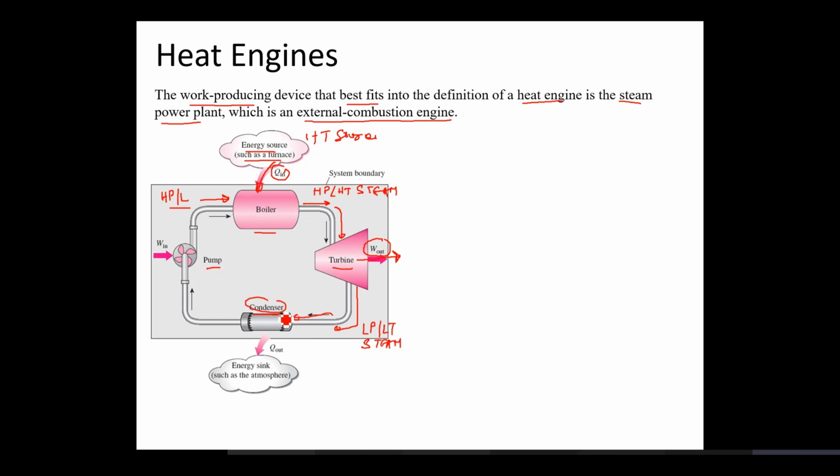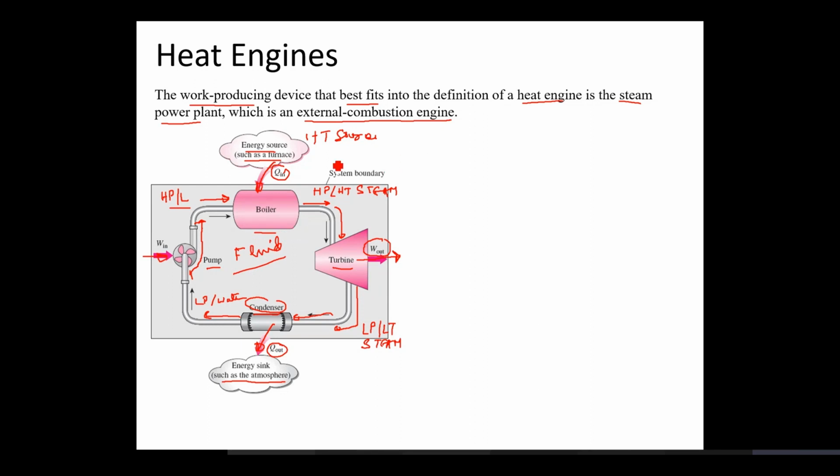Apply this low pressure steam, where the low temperature steam rejects heat to a low temperature sink in the form of Q out and converts into low temperature water. This water, in order to complete the cycle, is passed through the pump, where the pump is provided with work in. As a result of this work in, this liquid gets to a higher pressure, which is the pressure of the boiler. So this fluid is basically completing a cycle.